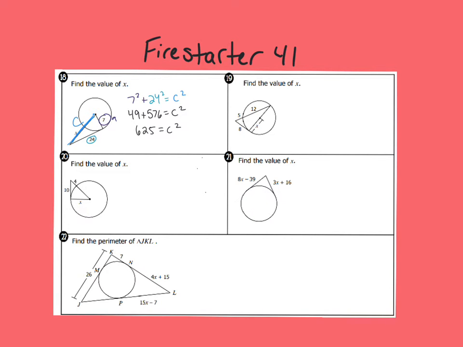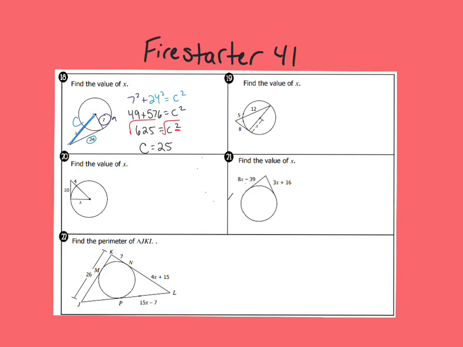So now I got to take the square root of 625, because remember, we got to get rid of this little 2 here, so I square root both sides. And I just like to move c over to the left. It doesn't really matter though if you do or don't. So I'd say square root of 625 is 25. So I know that c is 25.